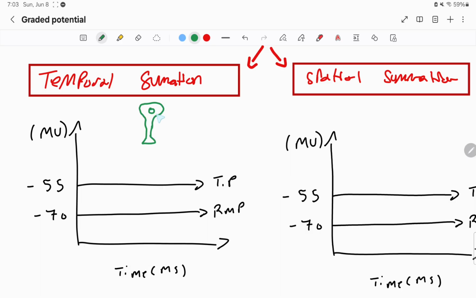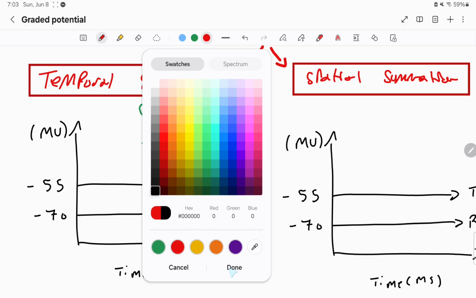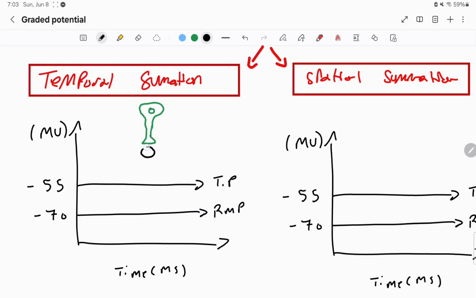Here is its cell body, axon, and synaptic terminal. Let's draw it in black here. We have another neuron here. So I have a presynaptic neuron and a postsynaptic neuron, right? Let's say I launch a singular action potential.